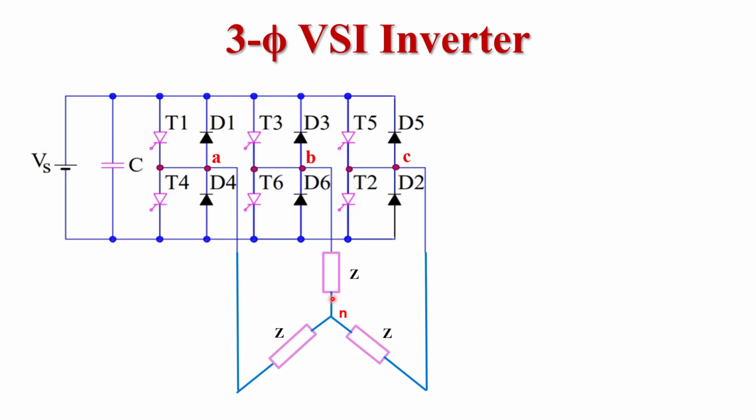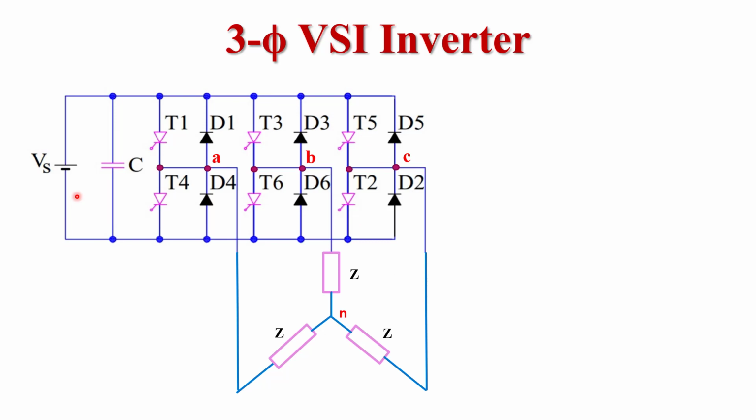Now come to the load side. Here we use a 3-phase star connected load. The impedance of the load is equal. This is the neutral point, and the first load is connected from phase A, the second load is connected from phase B and the third load is connected from phase C. So here we see the first segment thyristors come under phase A, the second segment thyristors come under phase B and the third segment thyristors come under phase C.